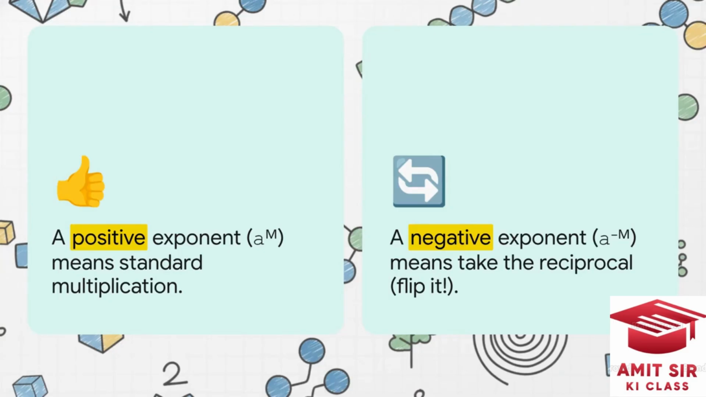A positive exponent, like a to the power of m, is just business as usual. Multiply, multiply, multiply. But a negative exponent, a to the power of negative m, well, that just means you take the reciprocal. You flip it. You turn it into a fraction, 1 over a to the power of m. That's literally the whole trick. That little negative sign is just an instruction that says, hey, flip the base.